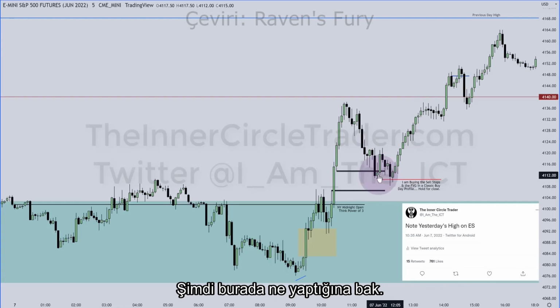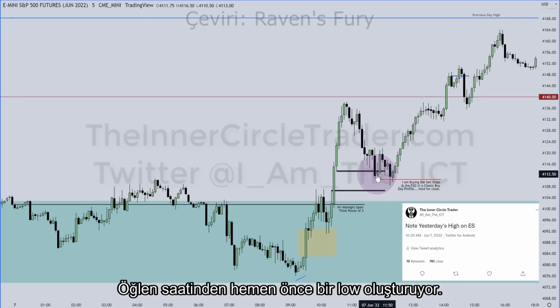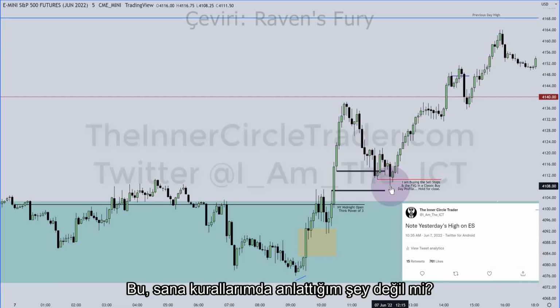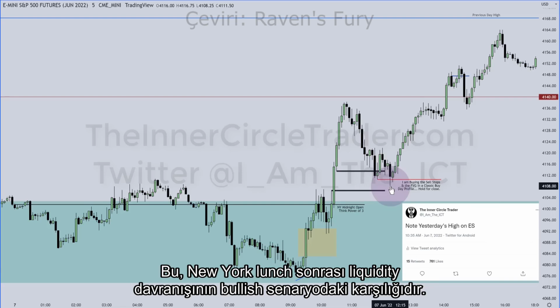Now, watch what this does here. It creates a low ahead of the lunch hour at noon. Then it drops down into the fair value gap. Is that not doing what I gave you in terms of the rules of what liquidity is doing in the afternoon, post New York lunch, when we're bullish?